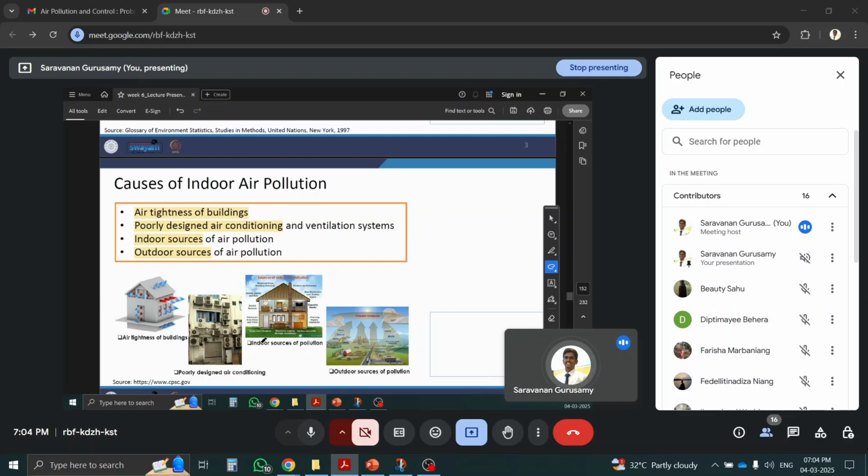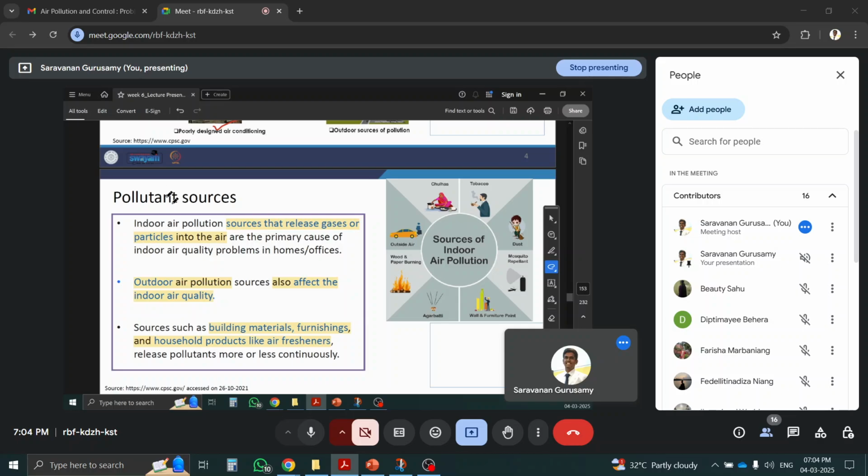So what causes this indoor air pollution? Like air tightness of the building. You are in a closed building or a closed environment, and that aggravates the concentration of the pollutant inside your room or home. A poorly designed air conditioning system will also contribute lots of indoor air pollutants. There are indoor sources of air pollution, lots of sources we are going to see, and outdoor sources of air pollution, which again contribute to your indoor air pollutants. The pollutant sources include outdoor air and chullas, cooking with firewood, which will also give you emissions.